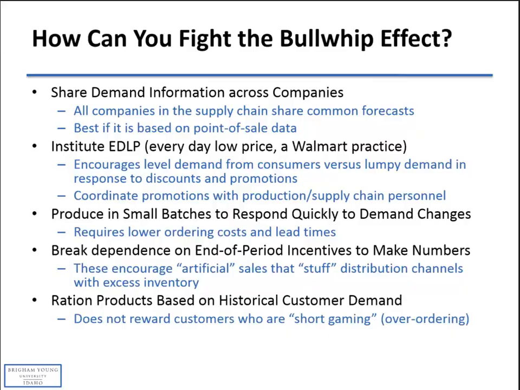Finally, when there is a chronic shortage within an industry, there can be what is called short gaming, where customers will over-order. In other words, they'll order in excess of what the actual demand is in order to get a larger portion of the limited supply. Again, this is called short gaming, and in order to prevent this from happening, producers can ration their limited supply or allocate it according to customers' historical demand. This way it prevents customers from gaining an advantage by short gaming.